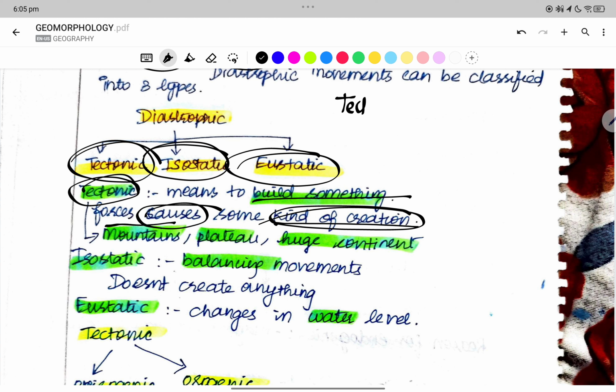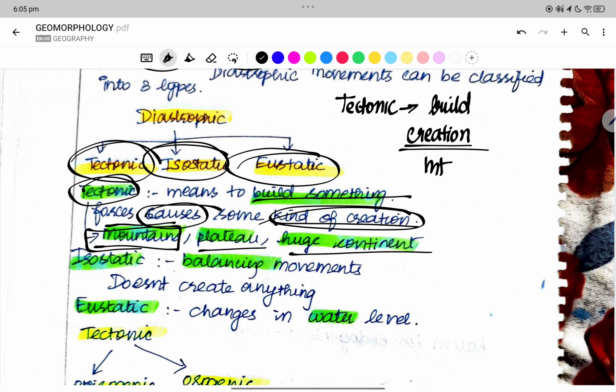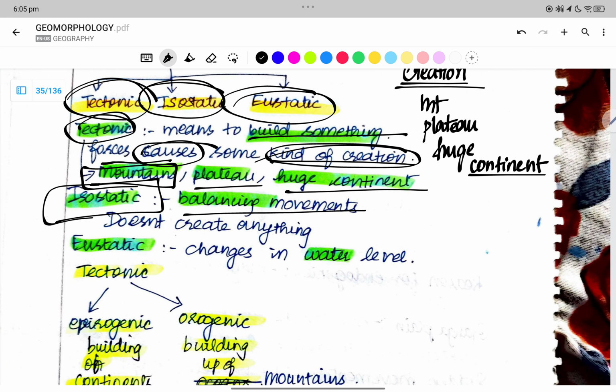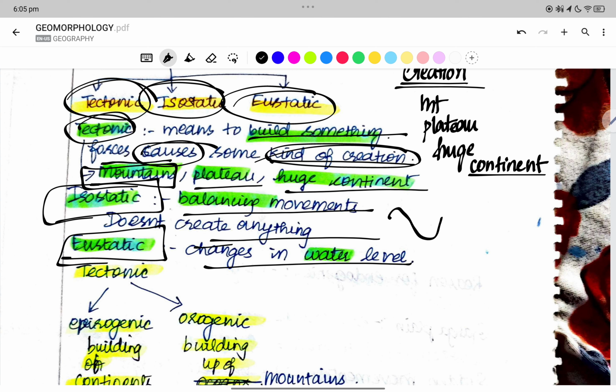So what is tectonic? Tectonic means we have to build something. These forces cause creation, and the creation includes mountains, plateaus, and huge continents. Isostatic forces are balancing forces which do not create anything. Isostatic is nothing but a balance, whereas eustatic changes are changes in the water level.